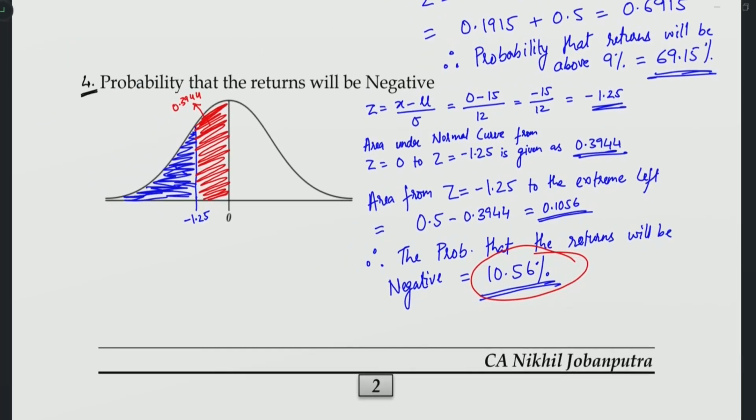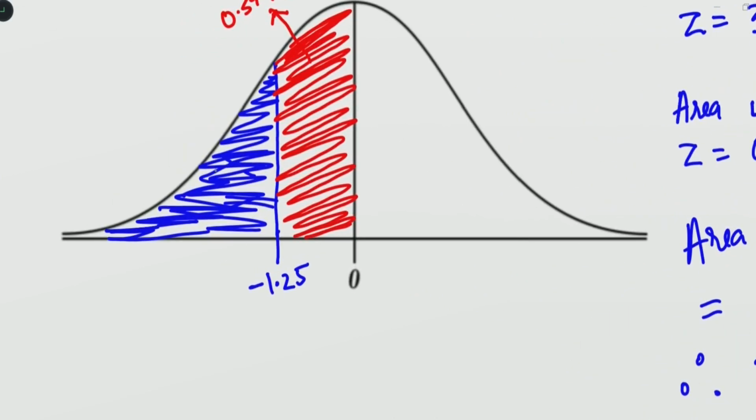That means this blue color shaded area is 10.56%. You can write it 0.1056 or 10.56%. So that is the required area.